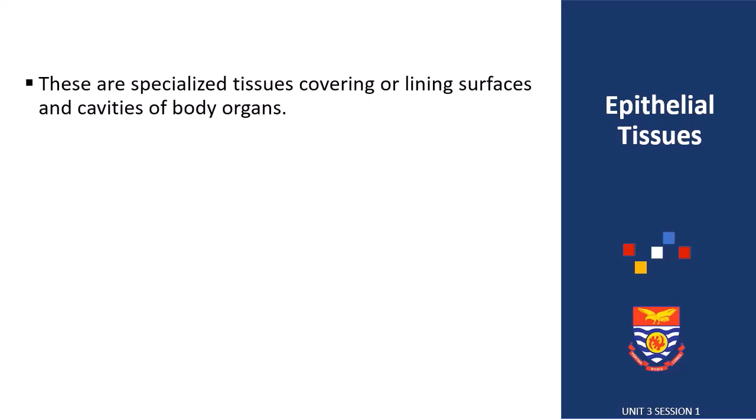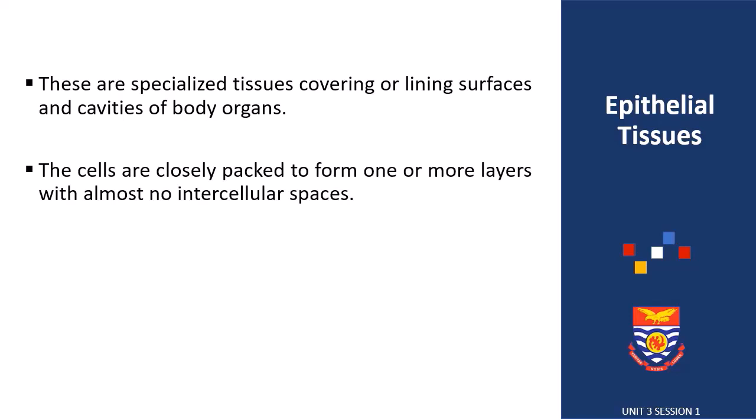Now let's have a look at epithelial tissues. The epithelial tissues are specialized tissues covering or lining surfaces and cavities of body organs. So the tissues that are found on the outermost or line the cavities of body organs are epithelial tissues. And these tissues are mostly or normally closely packed. The cells are closely packed to form either one or more than one layers, and because they are closely packed, there are no spaces between the cells.